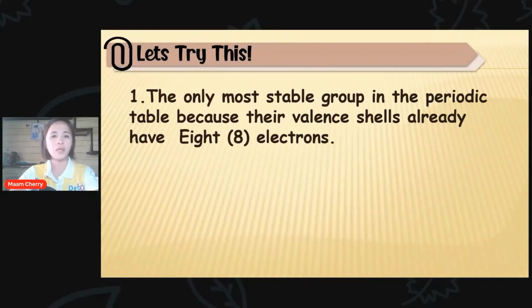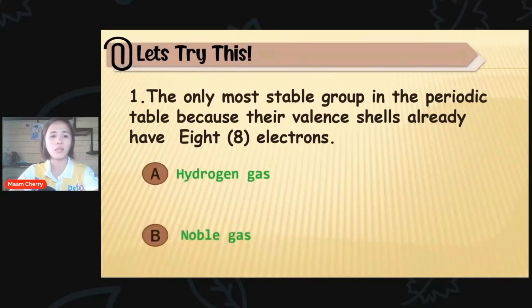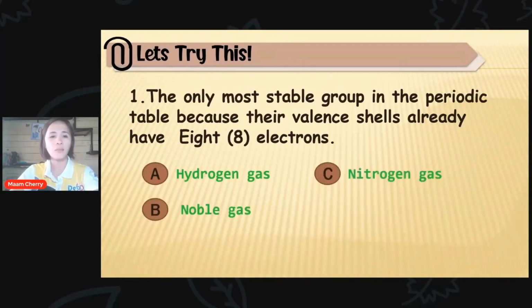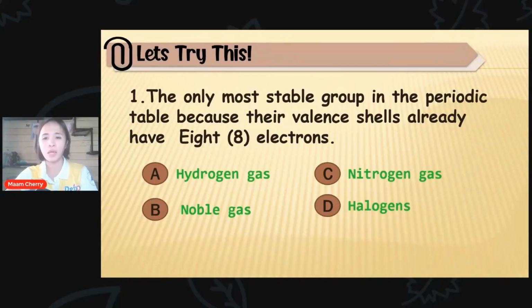Okay? So the first question is: the only most stable group in the periodic table because their valence shells already have 8 electrons. A. Hydrogen gas. B. Noble gas. C. Nitrogen gas. D. Halogen. Kaya ano pong tamang sagot? Tignan nga natin kung may mga mabilis mag-type dyan. Ano pong sagot sa number 1? Review lang po ito. Yung last topic natin, yung LAS 2.